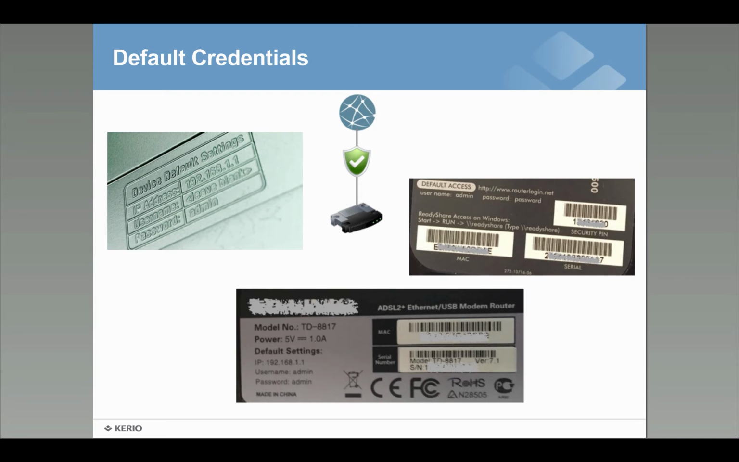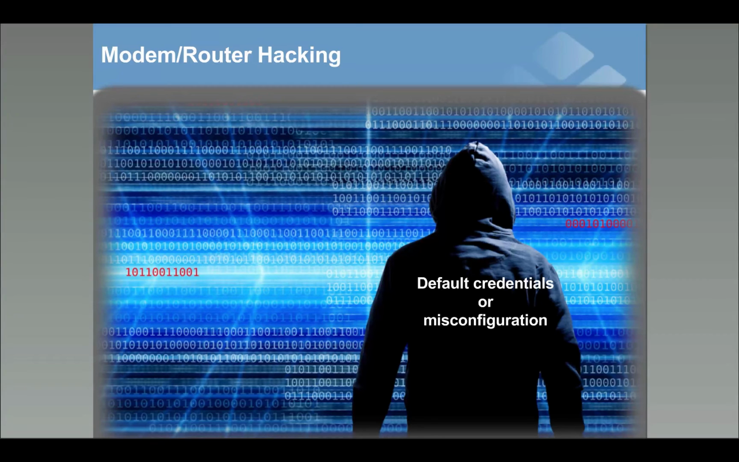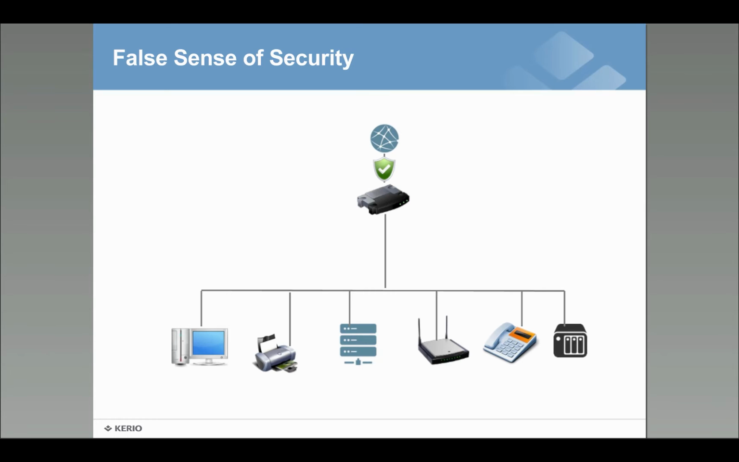Let's have a look at a few screenshots. These are screenshots of the most popular devices. As you can see, top left, no username, password admin. In the second one on the right, username admin, password admin. Then you move to the bottom: username and password admin, right? So you think you are okay. So let's have a look at why you have a false sense of security.